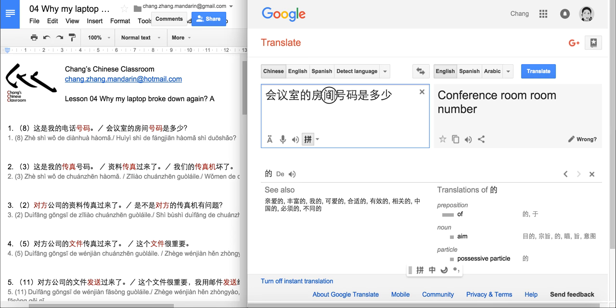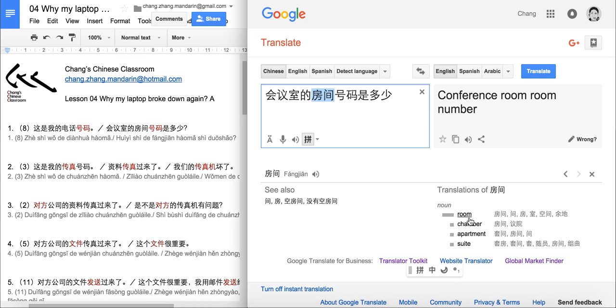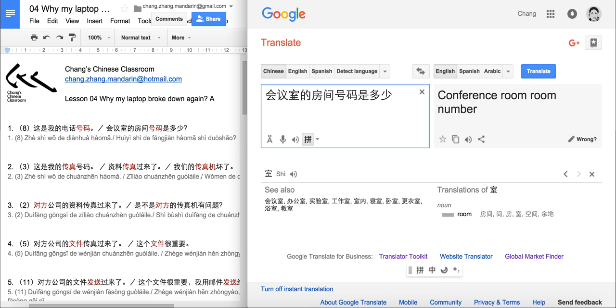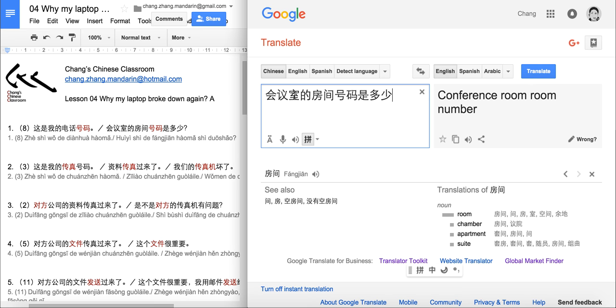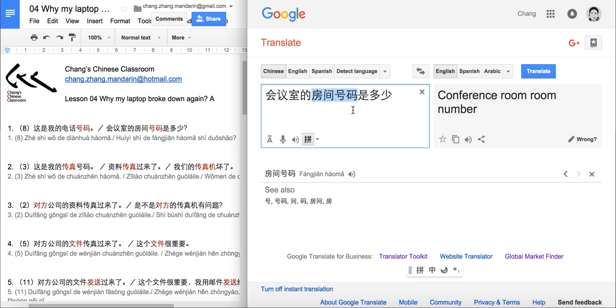会议室的, the possessive, and this one 房间, that's the room, right? The difference between 房间 and 会议室 is that 会议室 normally goes after a specific function to refer to a specific room, okay? And this 房间 is the general word for room. So 会议室的房间号码, what's the 房间号码 altogether? That would be room number. 房间号码 would be room number.